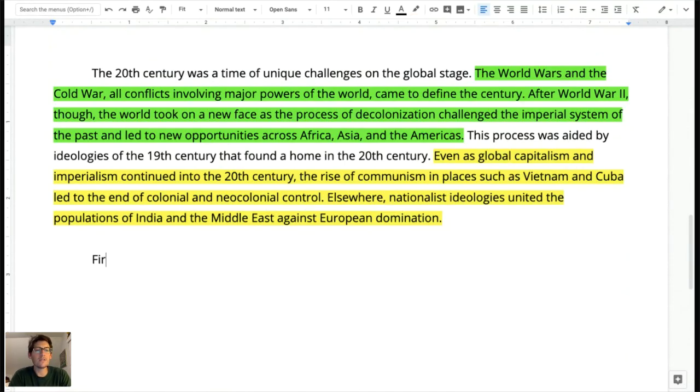In your paragraphs, first, as you notice, I've indented. Please indent for your readers. It makes looking at paragraphs much easier. And then using transitions and topic sentences really helps. So again, if anything, at least in this, you'll get a little bit of information about the process of communism in Vietnam and Cuba, and nationalism in India and the Middle East. But hopefully you will also be getting an idea of how I go about attacking this essay.